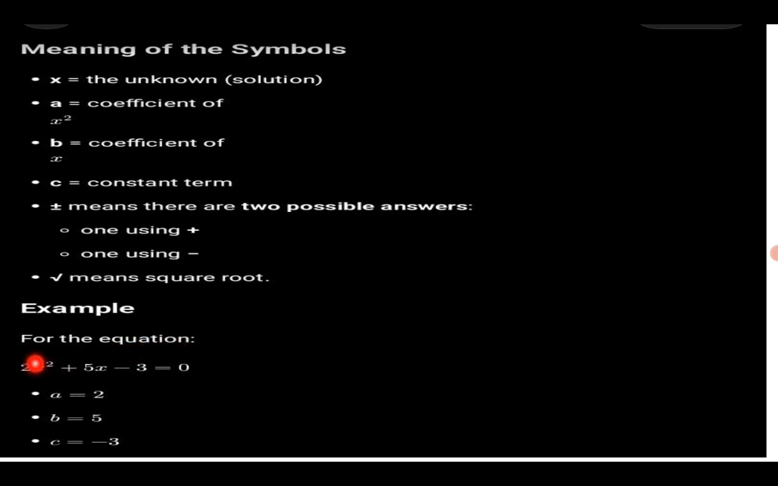For example, in the equation 2x squared plus 5x minus 3 equals 0, a is equal to 2. The coefficient of x squared is 2, and b is equal to 5. But bear in mind that this is positive 5. So the value of b is positive 5. And c is minus 3.